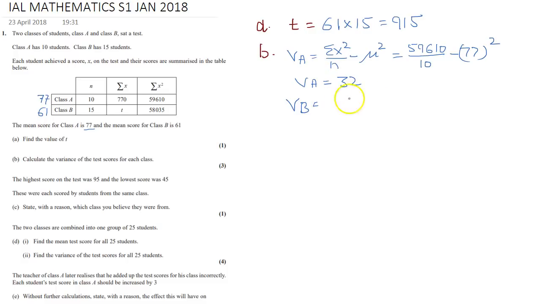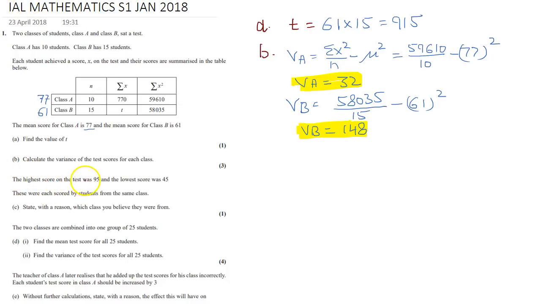VB will be, sigma x square is 58035, and this class has 15 students, and the mean of this class is 61. So the variance for class B will be 148.